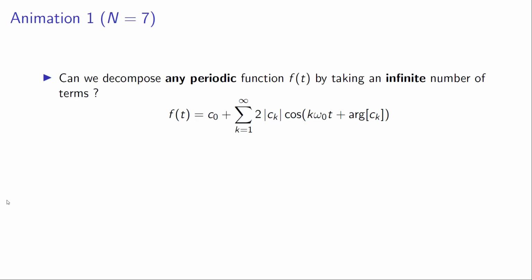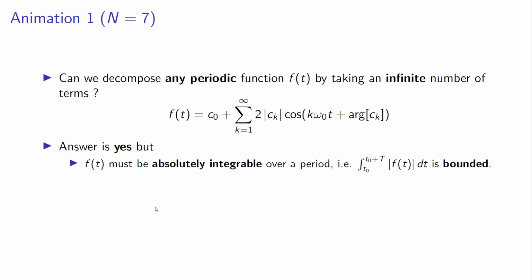Well, this first animation suggested that you could probably decompose any periodic function f(t) by not considering 7 terms in the sum, but by considering an infinite number of terms. But is this really so? If you look at the literature, as often the answer is yes, but.